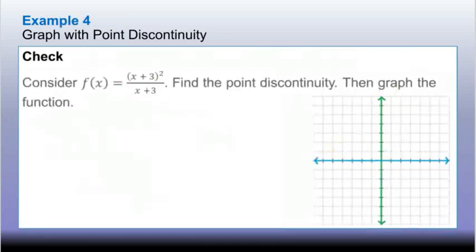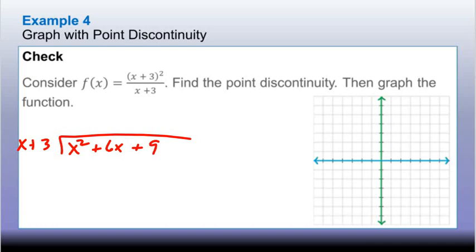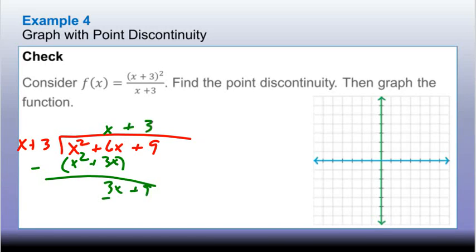And our last one here. Doing the same thing here, find the point of discontinuity and then graph the function. So we have x plus 3, divide that by x squared plus 6x plus 9. Need an x squared, or just a plain x. That would be x squared plus 3x. Subtract below. That gives us 3x plus 9. Get plus 3. So 3x plus 9. Subtract below. And we get 0.